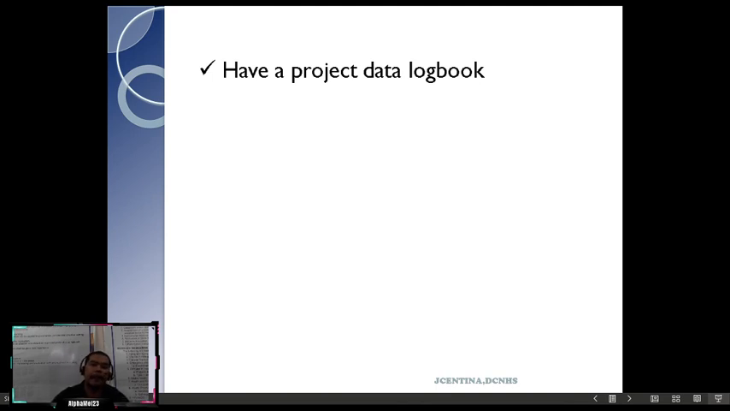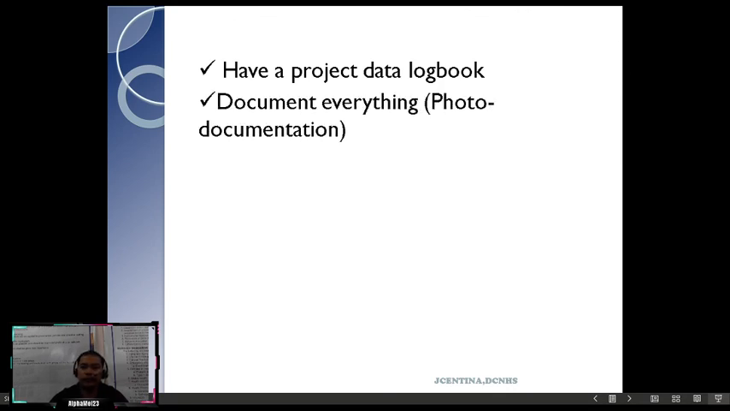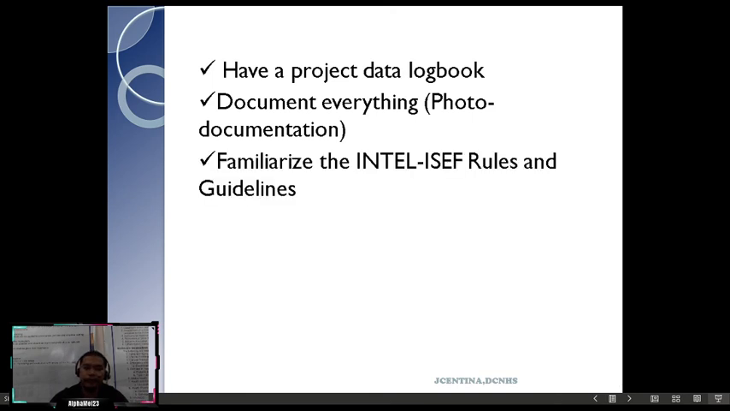Next, have a project data logbook. It should be like a diary. You should have a data logbook. Document everything, with photo documentation. In the future, this is for grade 9. Familiarize yourself with the Intel ICEF rules and guidelines. We will discuss this in a separate topic.